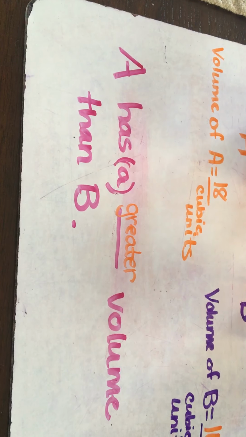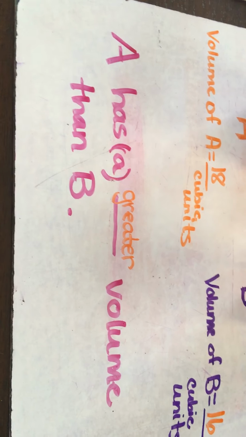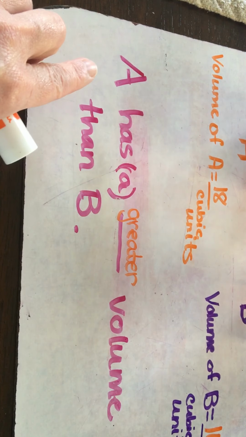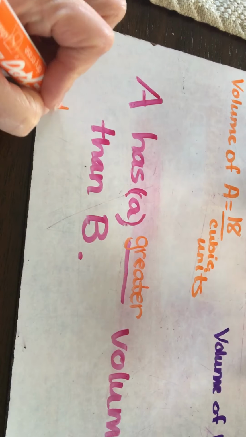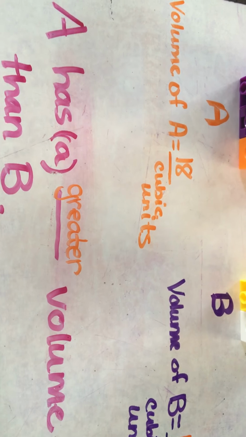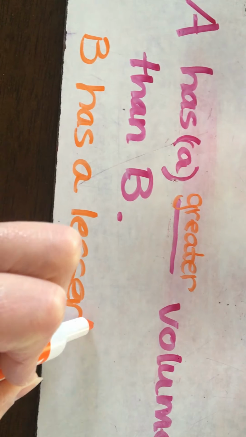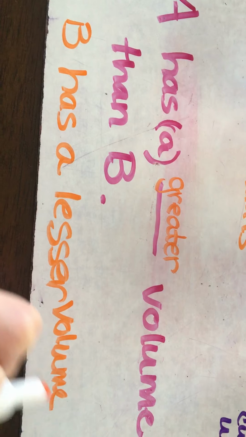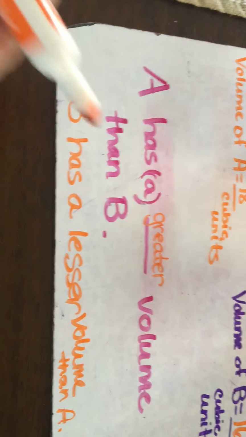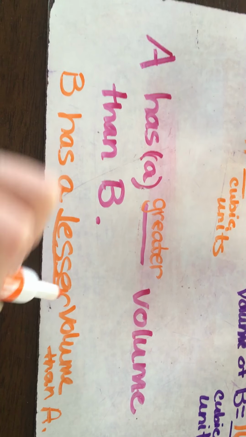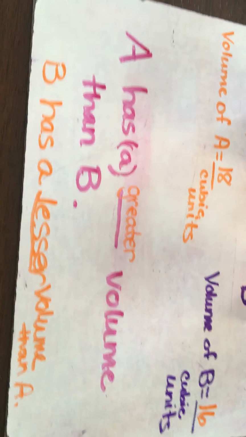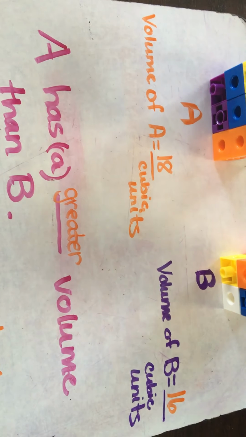volume than B. If this was written backwards and it said B has a blank volume than A, then I would have to put B has a lesser volume than A. So depending on how it's written, I'm either going to be writing the word greater, lesser, or maybe even equal to. Okay?